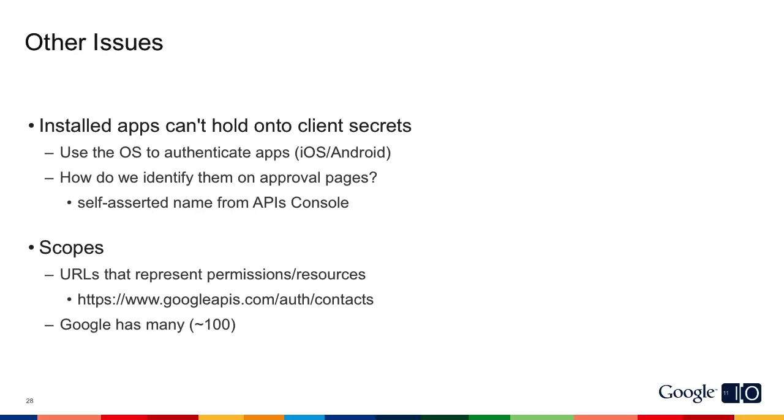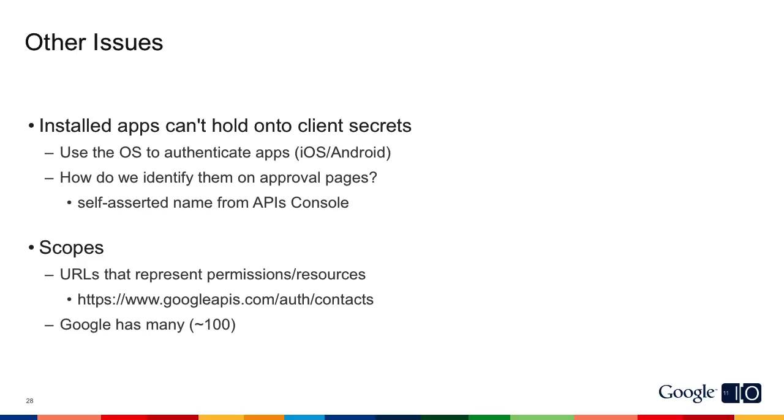A couple of thoughts in parting: installed applications can't keep secrets. When you go to the APIs console and you register your app with Google and you say this is an installed application, you get a client ID and you get a client secret. That secret isn't really secret. Anyone who downloads your application can reverse engineer it and find out what that secret is. So don't treat the secret as if it were a secret. We certainly on the server side don't. We have other mechanisms in place that look out for behavior that is either malicious or benign just based on the client ID.